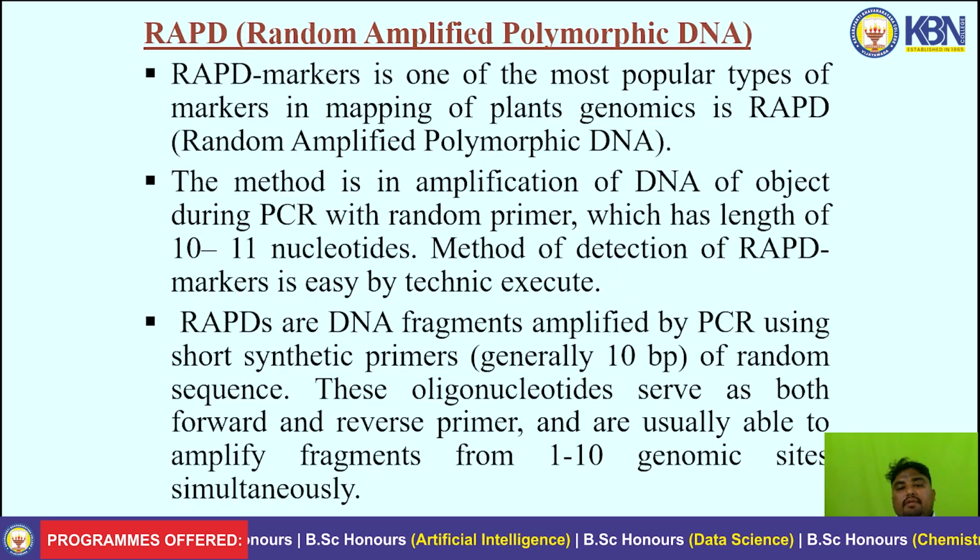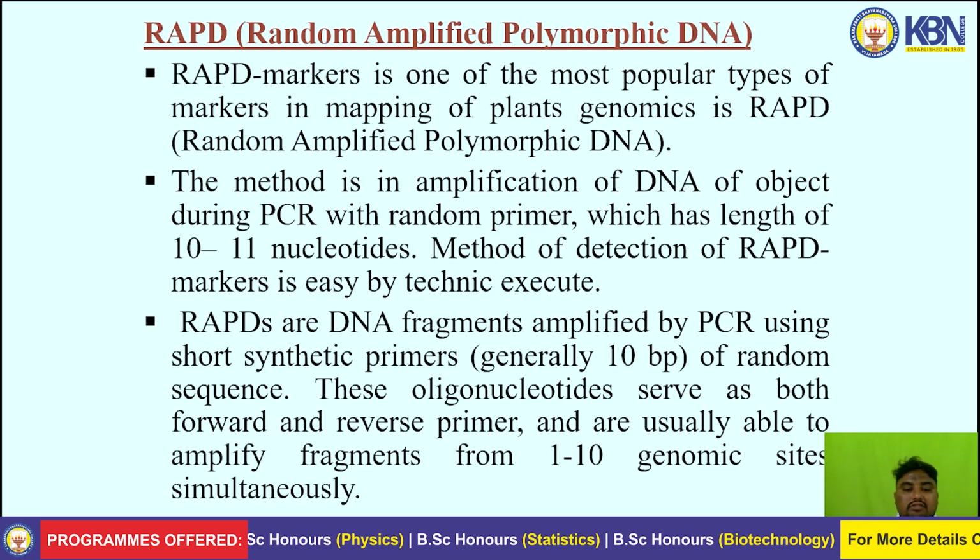RAPD, random amplified polymorphic DNA. RAPD markers are one of the most popular types of markers in mapping of plant genomes. The method is the amplification of DNA of the object during PCR with a random primer, which has a length of 10 to 11 nucleotides. Detection of RAPD markers is easy to execute by technique.